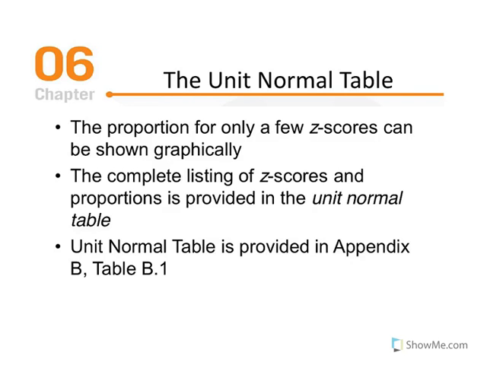Chapter 6, Probability, Part 3, the Unit Normal Table. The proportion for only a few z-scores can be shown graphically on the following slide. The complete listing of z-scores and proportions is provided in the Unit Normal Table. The Unit Normal Table is provided in Appendix B, Table B.1.